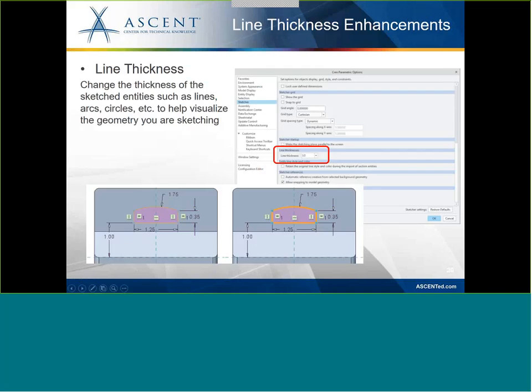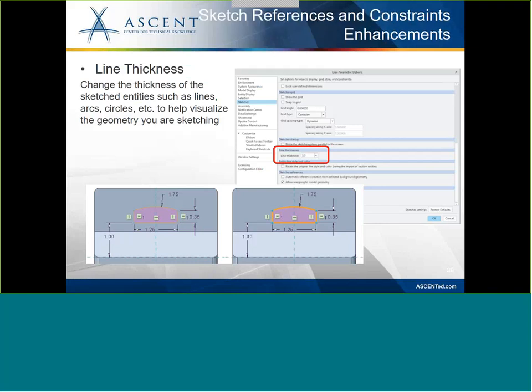Another nice little capability in Sketcher is the ability to set the line thickness of what you're sketching. This is purely visual. It's only so that you as the designer can see a little bit more clearly what you've sketched. It has nothing obviously to do with the resulting geometry, but it is a nice little tool. You can set it from 1, which is the default, to 3, and it just controls the thickness of those sketched entities.